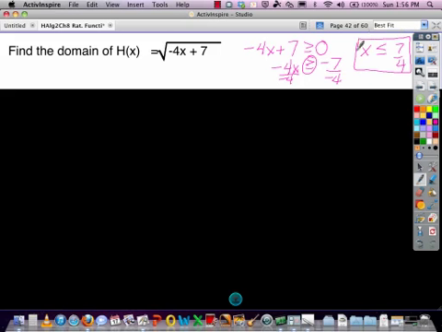So our domain, the only thing that's going to work for this particular square root, is all x values that are less than or equal to 7/4. Those are the only numbers that will keep our radical positive or 0.